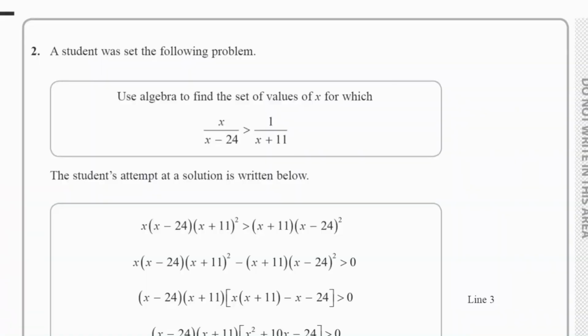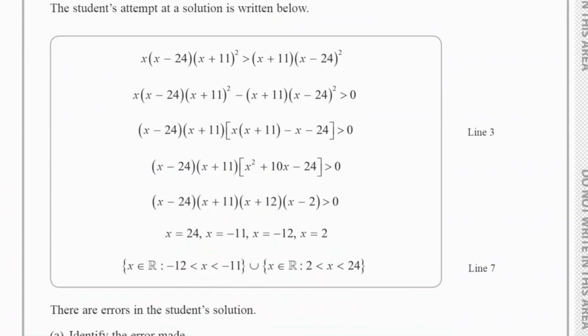Question 2. A student was set the following problem. Use algebra to find the set of values for x for which x over x minus 24 is greater than 1 over x plus 11. The student's attempted solution is written below. So we've got all those workings there.